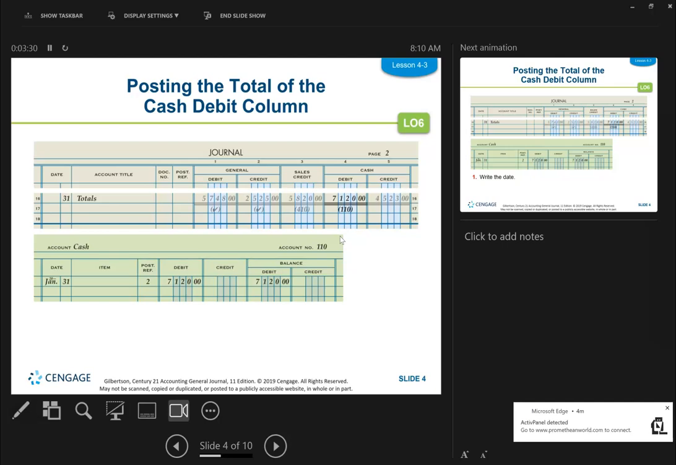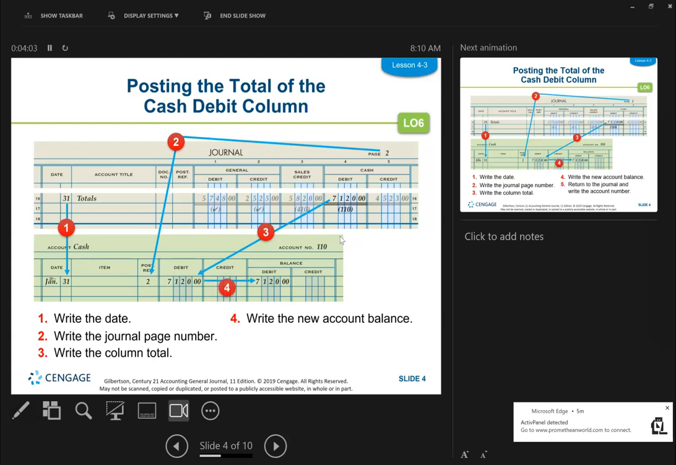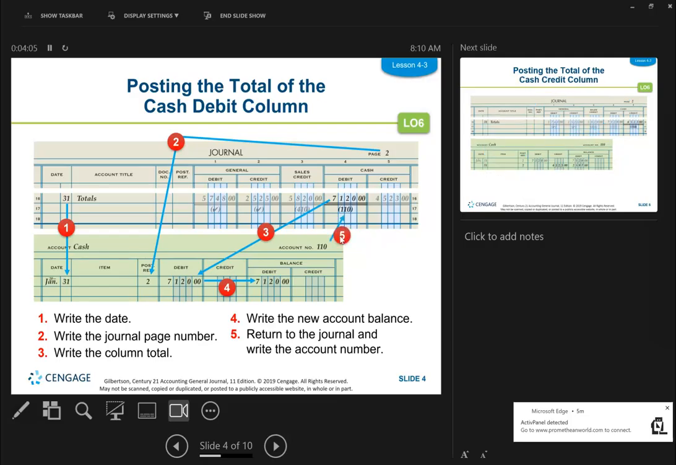So the other two columns that are not general credits and debits, in addition to the sales credit, are the cash debit and credit. So let's look at how we move those. First, we'll look at the cash debit. Again, we start by writing the date and recording the page number as the post reference. And then recording the amount of debit. We put that in the debit column, shockingly. We make a new account balance, and then we record the account number into the journal.